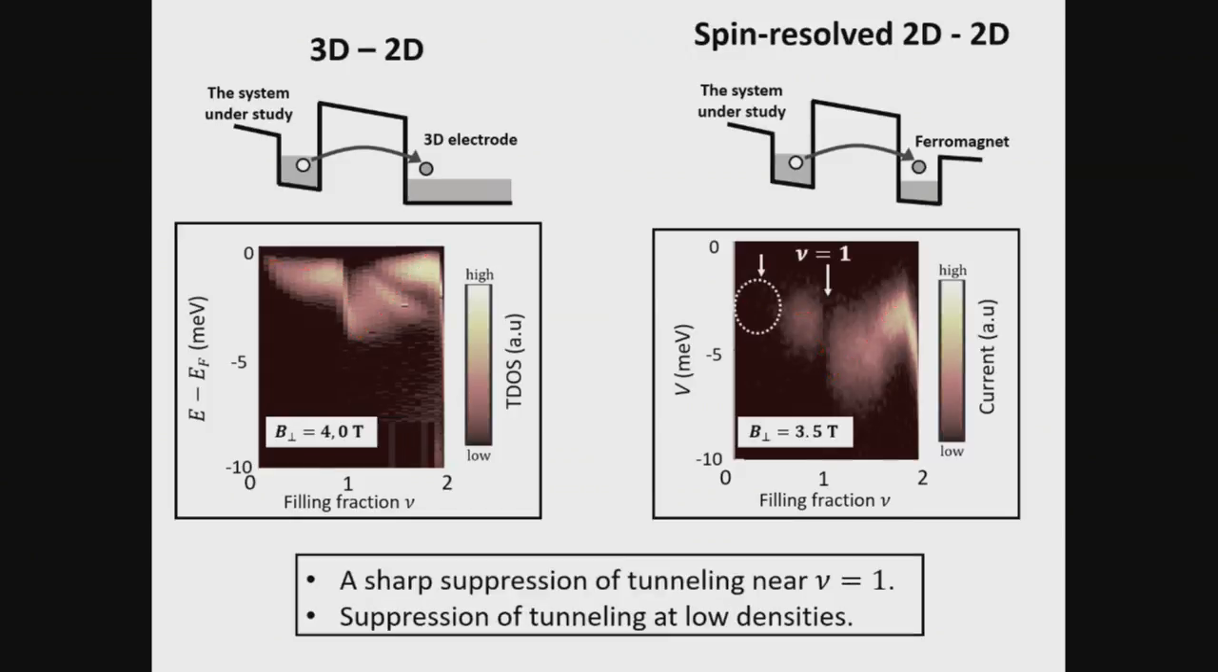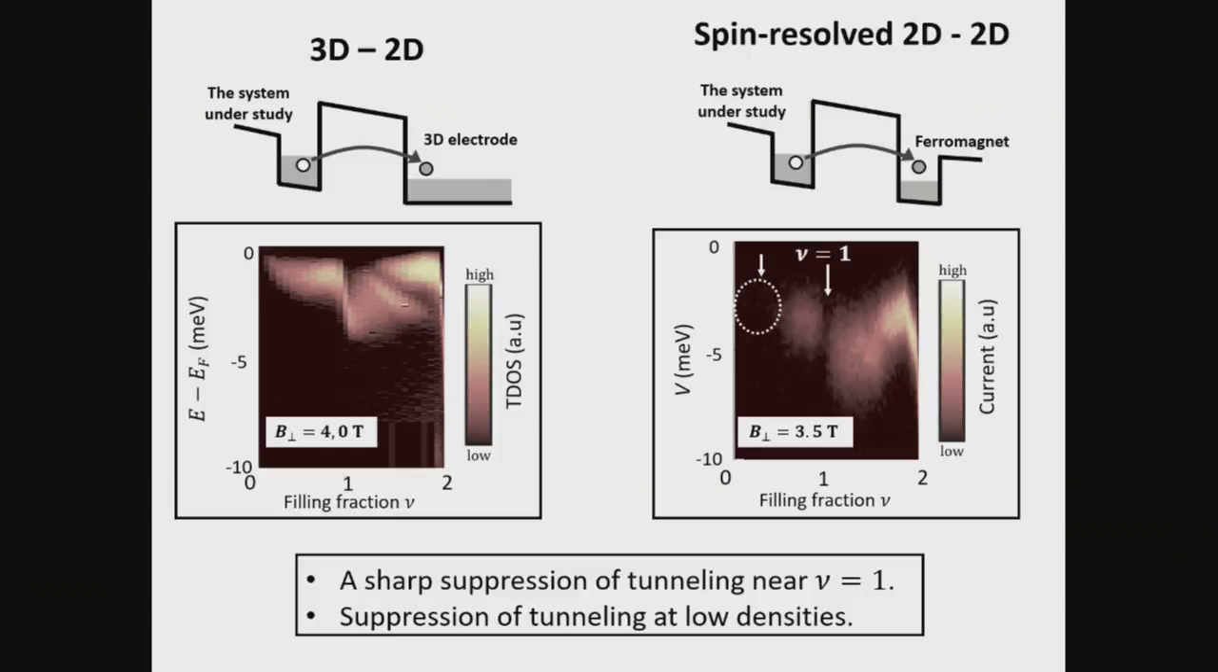The main difference between these two spectra is that the tunneling current is suppressed at filling factor 1 at low density. As I said earlier, only down-spin electrons are involved in the tunneling process. So if the system under study is up-spin polarized, then the tunneling current must be suppressed.